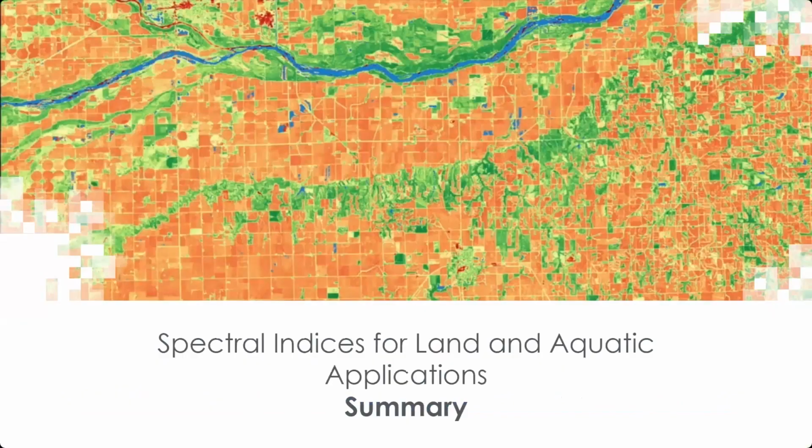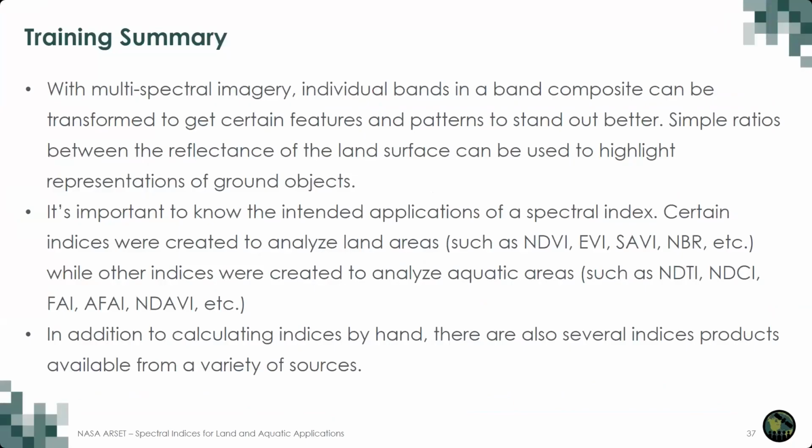And now to summarize the spectral indices for land and aquatic applications training as a whole. With multi-spectral imagery, individual bands in a band composite can be transformed to get certain features and patterns to stand out better. Simple ratios between the reflectance of the land surface can be used to highlight representations of ground objects. It's important to know the intended applications of a spectral index.